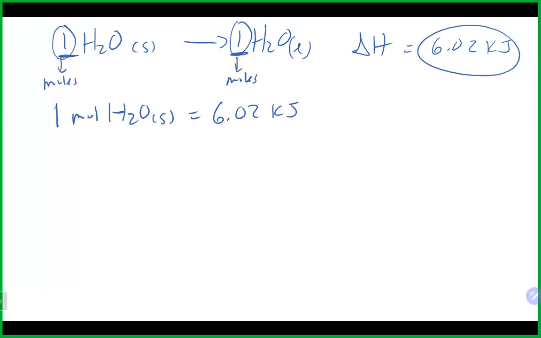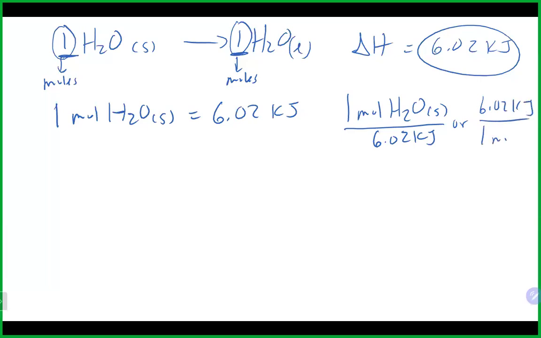And that could give you 2 conversion factors. 1 mole of ice over 6.02 kilojoules of energy, or 6.02 kilojoules of energy over 1 mole of ice, right? So these are 2 conversion factors you get from the equation. You could also do it for the products as well. If I produce 1 mole of liquid water, I would produce 6.02 kilojoules of energy related to that, and you get a similar type of conversion.